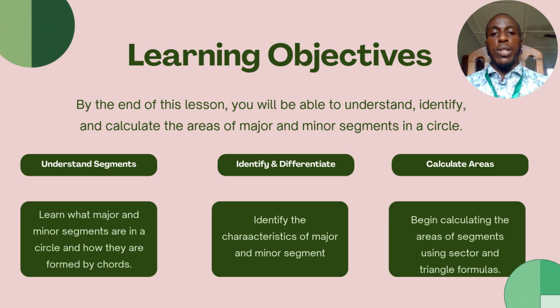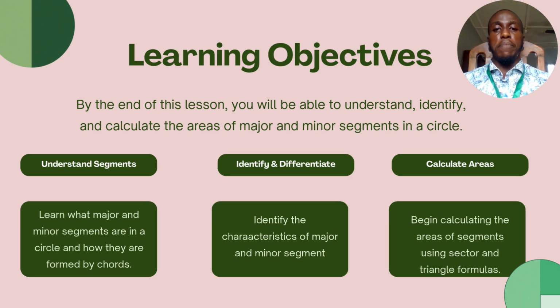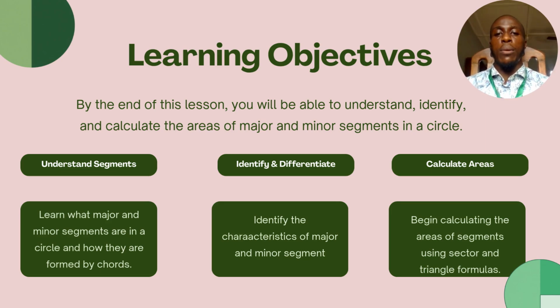Now, the second learning objective is to identify the characteristics of major and minor segments, while we also calculate areas of segments using the sector and triangle formulas. So the next page is to be able to know what the major and minor segments are.